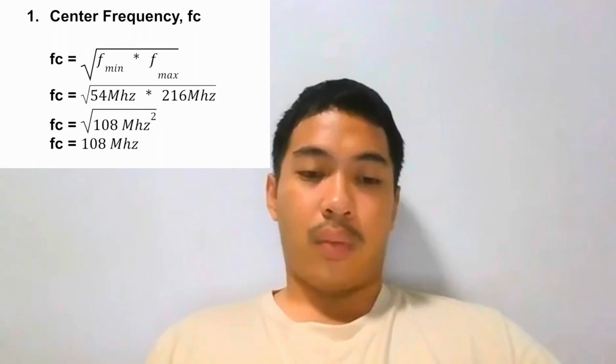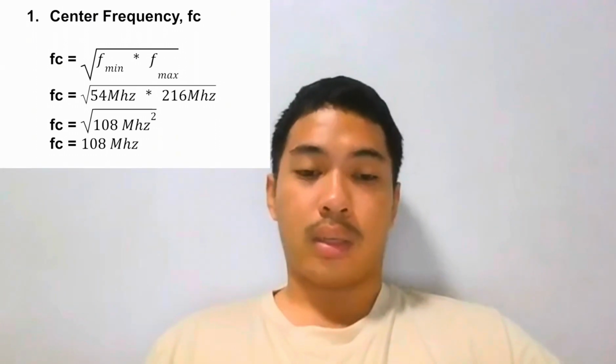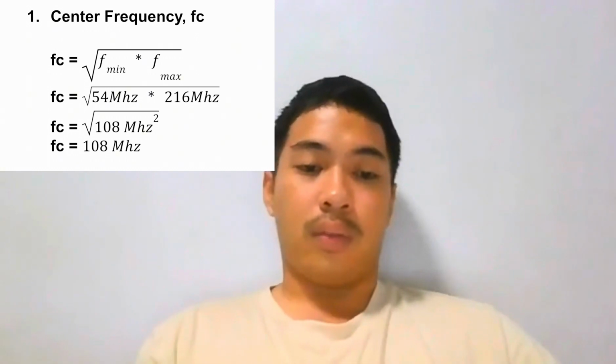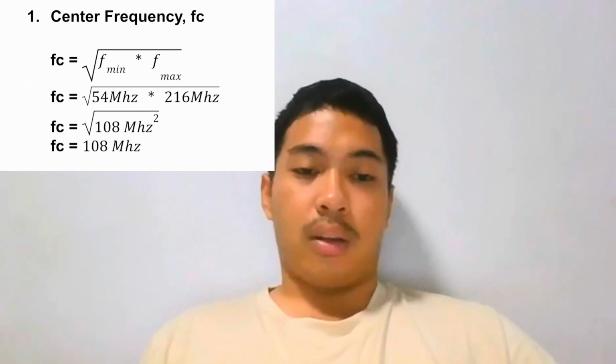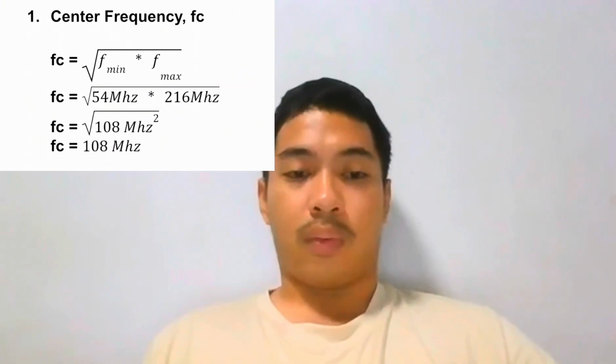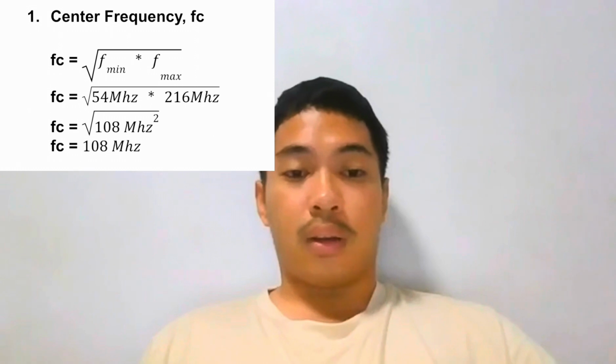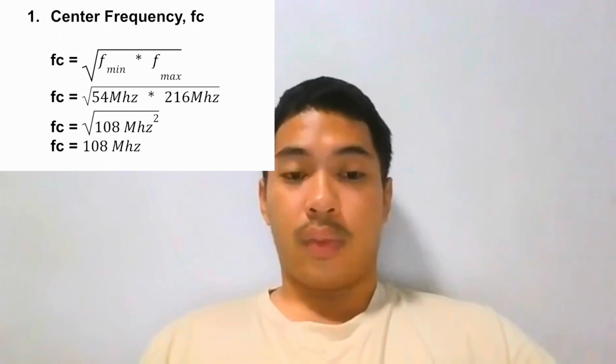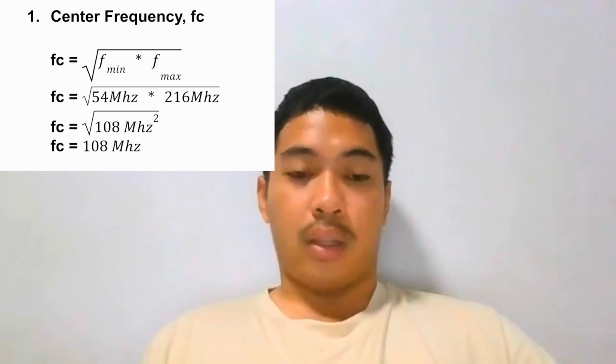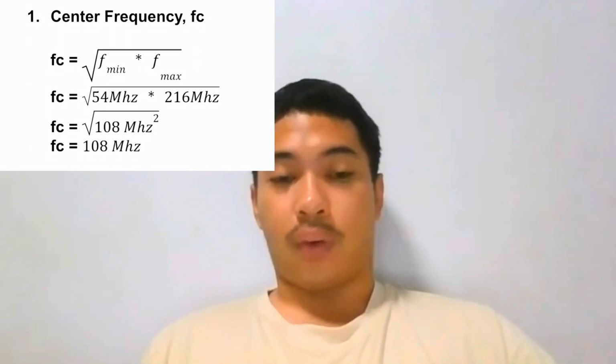The first step is finding the center frequency. Before that, we have an assigned frequency of 54 MHz to 216 MHz. In finding the center frequency, the formula used is the square root of the minimum frequency multiplied by the maximum frequency. As I said earlier, our minimum frequency is 54 MHz and our maximum frequency is 216 MHz. The result is 108 MHz for the center frequency.